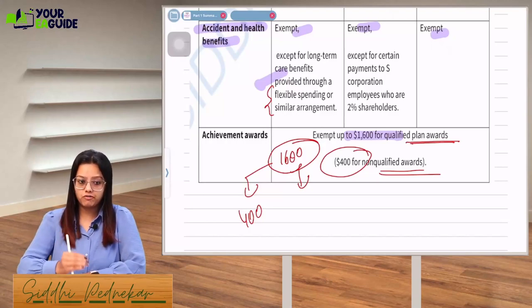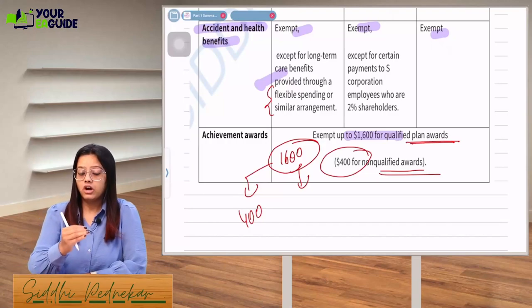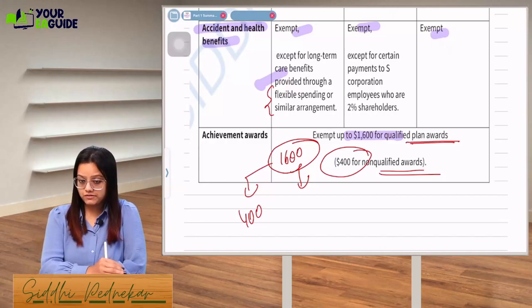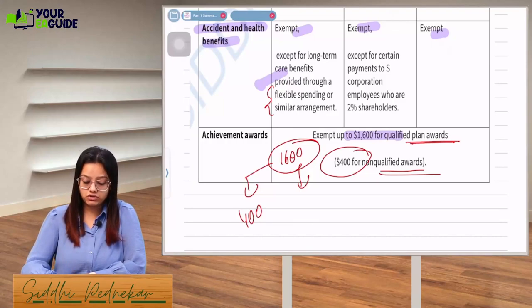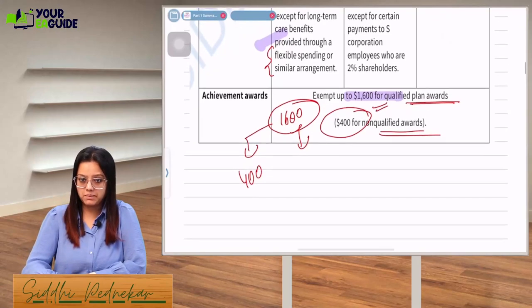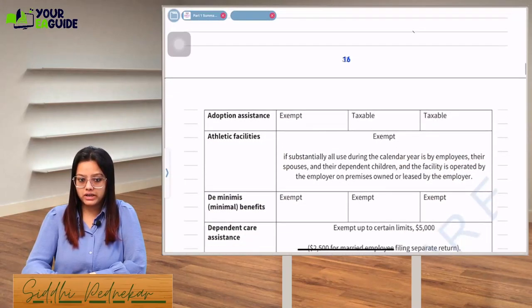total achievement award amount is $1,600. There were two, three more criteria which you have seen, that in the last 5 years the award should be given only once. Okay, if you are going to receive it more than once, you don't receive this exception. Okay, up to $1,600 you can get the achievement award.